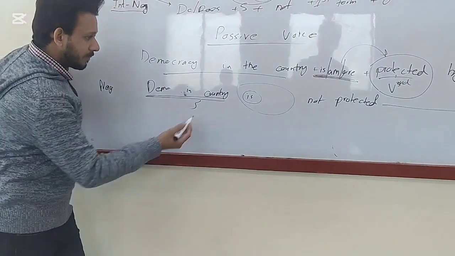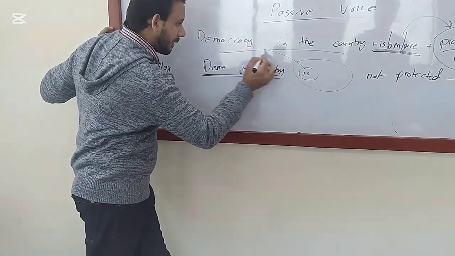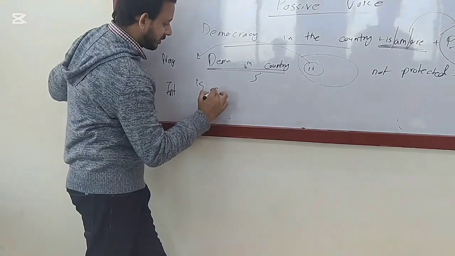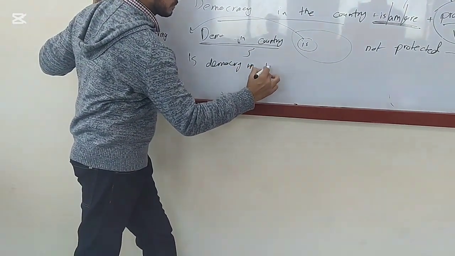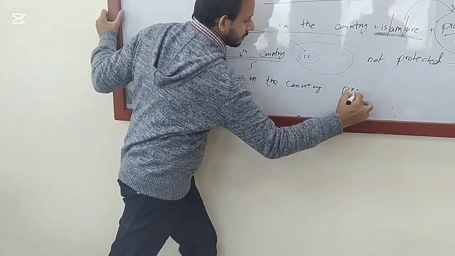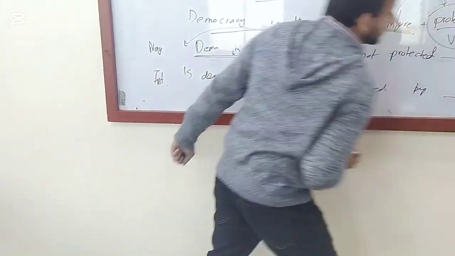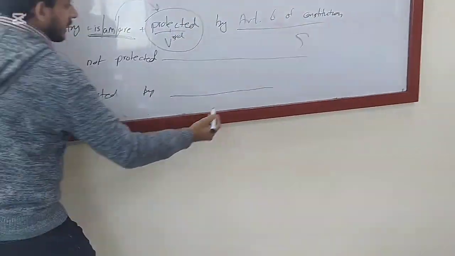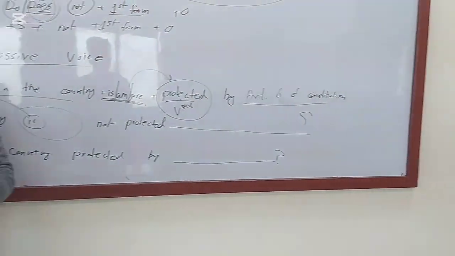Okay. If you want to make it interrogative, you simply put this helping verb at the start of the sentence. So: Is democracy in the country protected by the Article 6 of the Constitution? And you have to put a question mark at the end. So, are you guys clear? Do you have any questions?